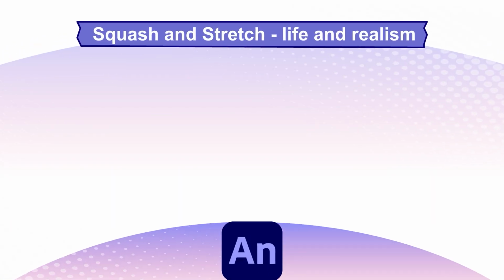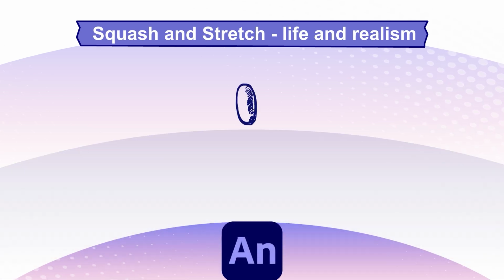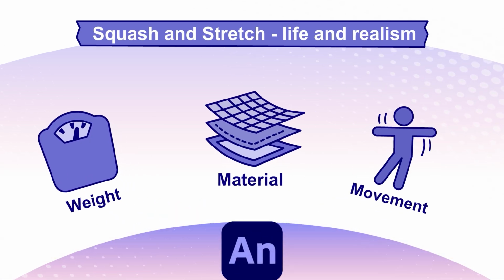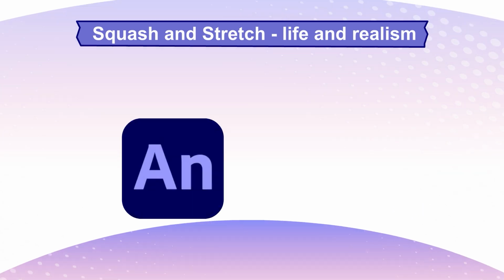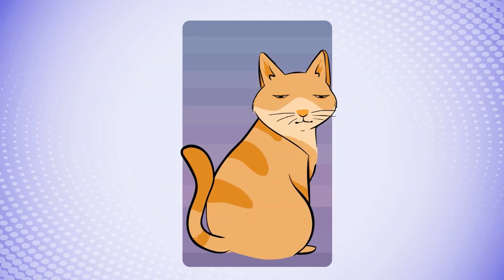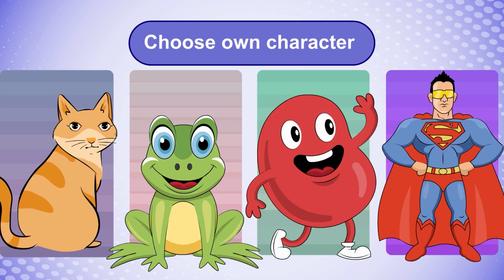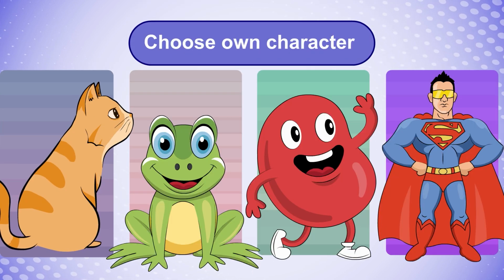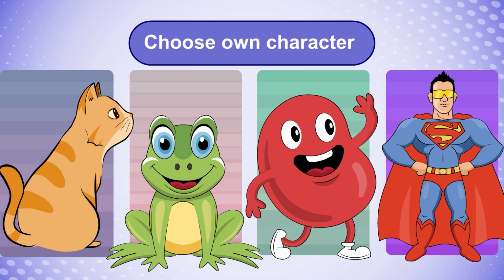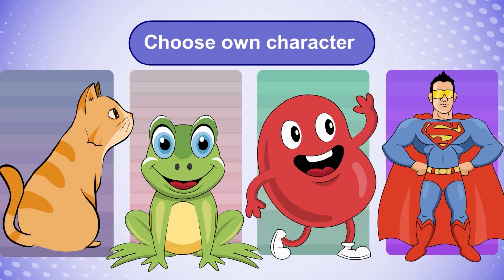So here's your quick recap. Squash and stretch gives your animation life and realism. It helps show weight, material, and movement. And it is super easy to apply this principle in Adobe Animate using the free transform tool and simple keyframes. Try this out with your own character. It does not have to be a cat. A frog, a jelly bean, or even a superhero would work. The idea is to feel the weight, the flexibility, and the energy of the motion.